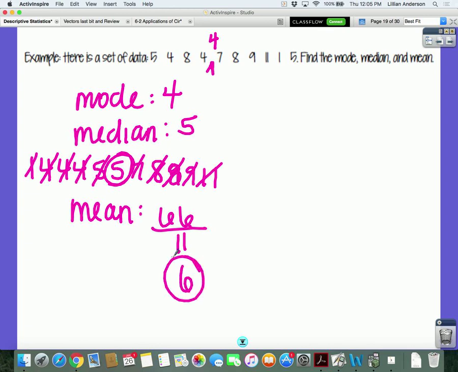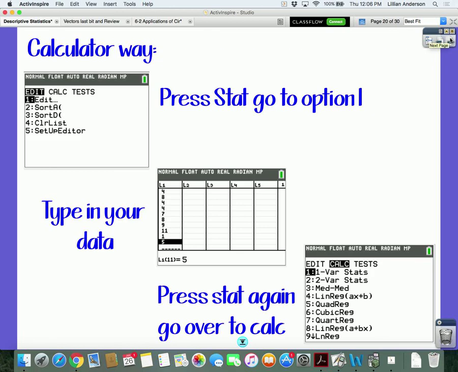Okay, now there is a calculator way to figure this out. Everyone pull out their calculator. Whip it out. You need to follow a few simple steps. The first step is you need to press stat and go to option 1. This is what your screen should look like before you click option 1. Does everyone's screen look like this? And then press option 1, it should look like this.